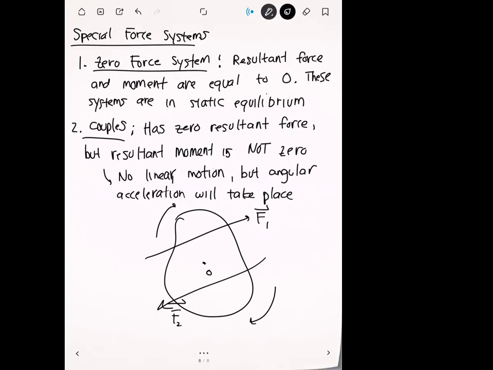Okay. All right, and so the last special system that I want to talk about is equivalent force systems. I would say two force systems are equivalent if they have the same equivalent force and the same equivalent moment.